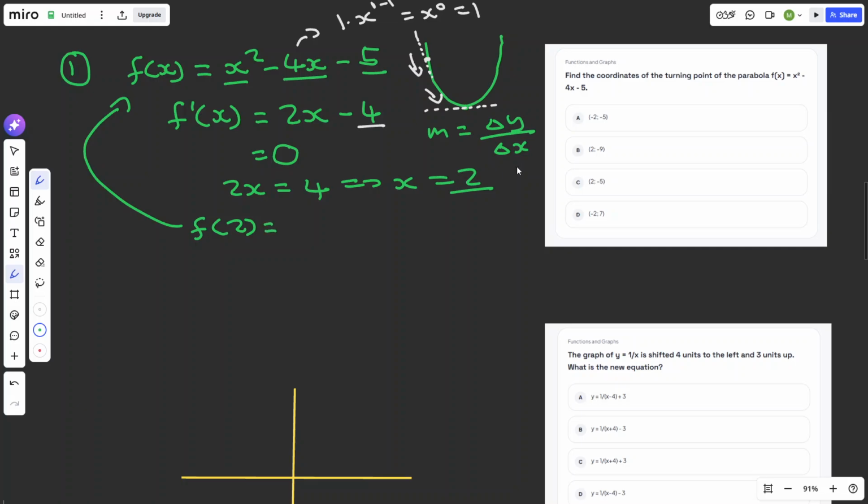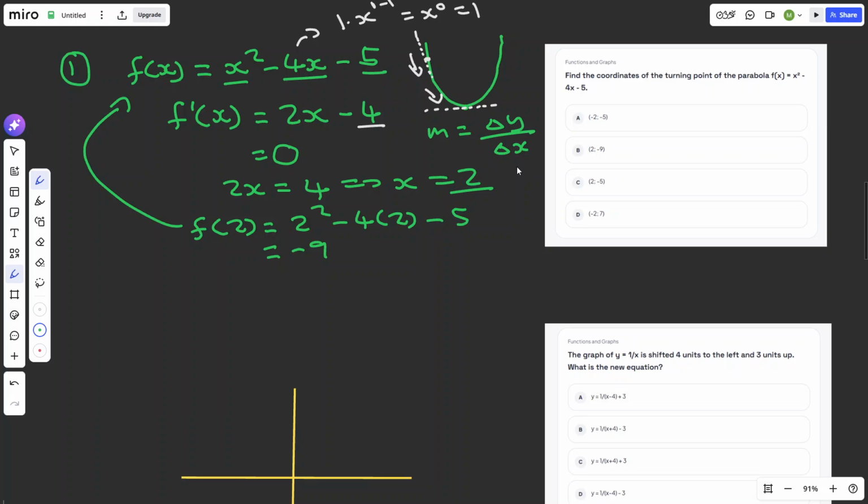So now if we substitute 2, what do we get? 2 squared minus 4 times 2 minus 5. So now if we simplify this, what do we get? It's going to be 2 squared is 4. 4 minus 8 is minus 4, minus 5 is minus 9.